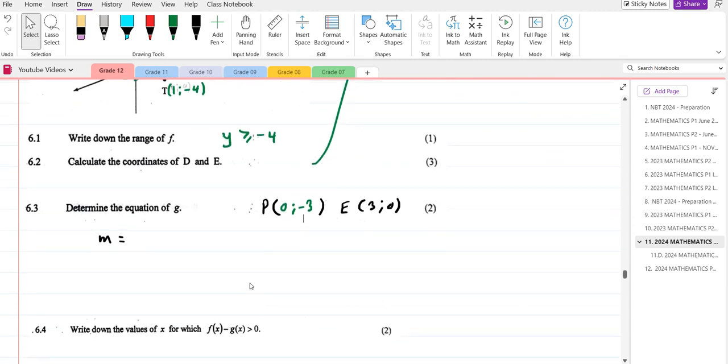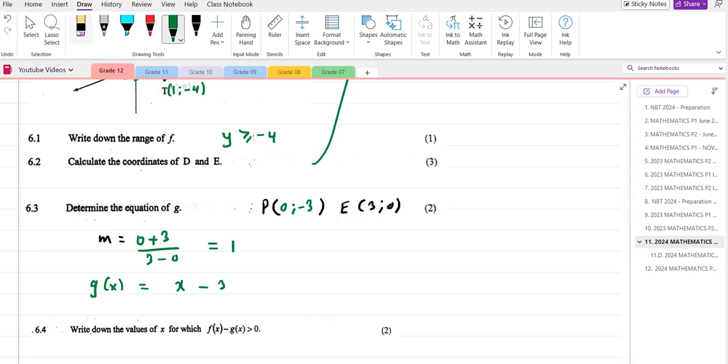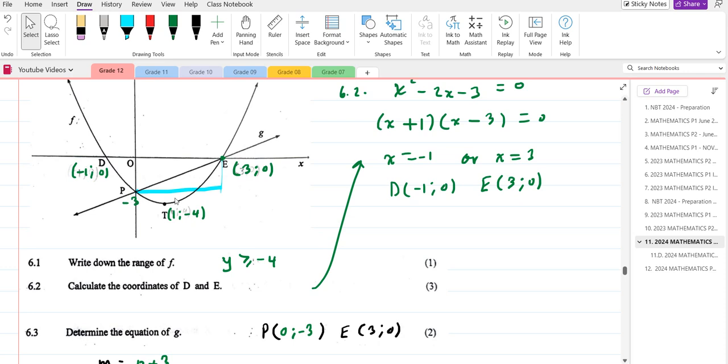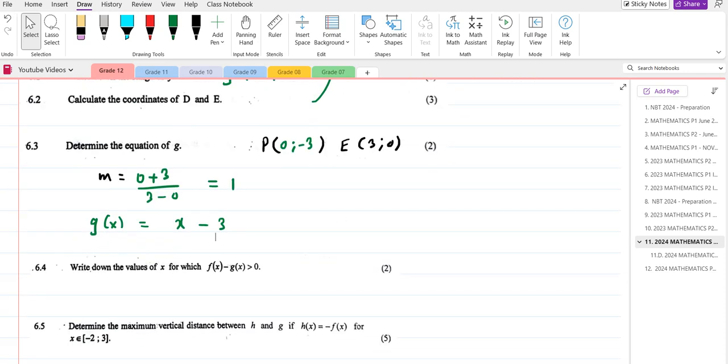Right, so the gradient is 0 minus negative 3, so 0 plus 3, divided by 3 minus 0. So I'm getting 1. And the y-intercept is the common y-intercept. So g of x is now equal to x minus 3, because the gradient is 1, 1 times x, mx plus c. What is c? Negative 3. Okay, so I hope you guys understood that. Next question.